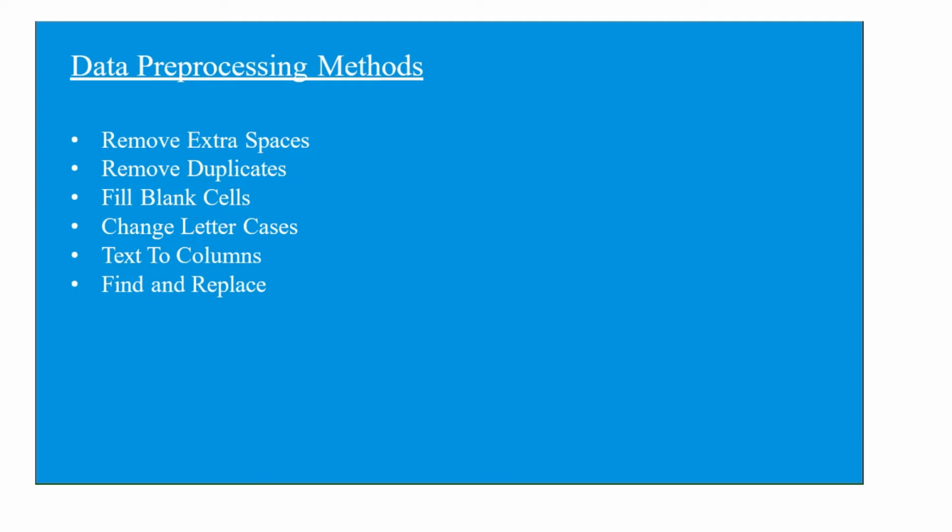Some methods I am listing here: remove extra spaces, remove duplicates, fill blank cells, change the letter cases, text to columns, find and replace. These are some examples. As the first method, we can look at how we can remove the extra spaces in Excel.